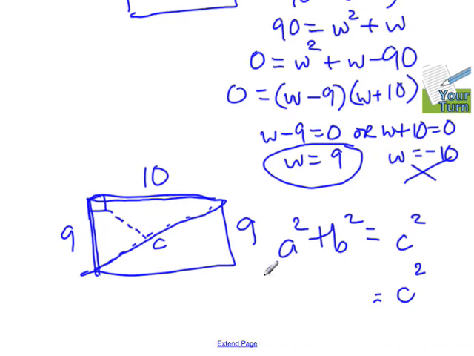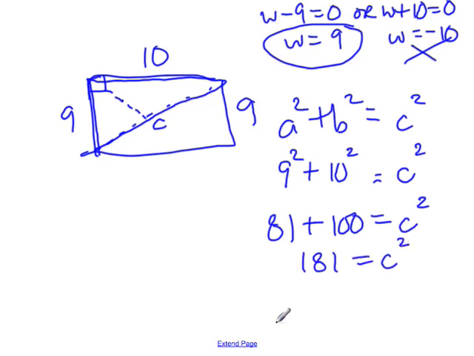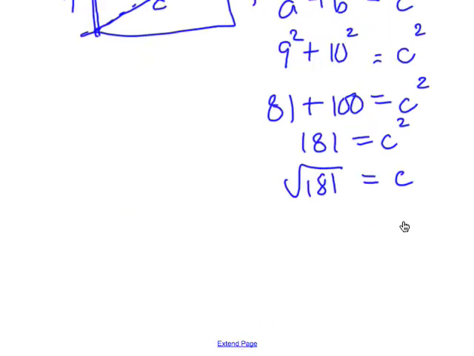And I know what a and b are. We'll call them 9 squared plus 10 squared. So 9 squared is 81, 10 squared is 100. So 181 is equal to c squared. I'll square root both sides. And whatever the square root of 181 is, let me guess. 16, 17. It's around 16 or 17, I think. Again, I should have my calculator. You can figure that on your calculator.